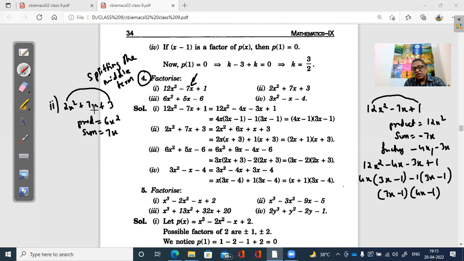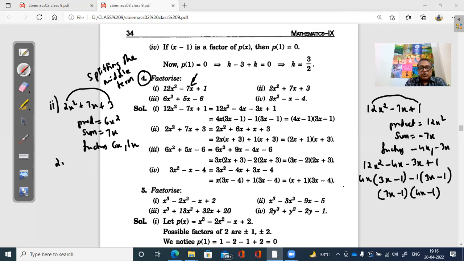So add करने पे 7 आना चाहिए, multiply करने पे 6. So which are those two numbers? कौन से ऐसे दो numbers है जो multiply करने पे 6 आएगा, add करने पे 7 आएगा? You have to think of that. 3 2s are 6, लेकिन 3 and 2 will not give you a sum of 7. So what can be the numbers? The numbers are 6 and 1. 6 into 1 is 6 और 6 plus 1 is 7. So your factors will be 6x and 1x.